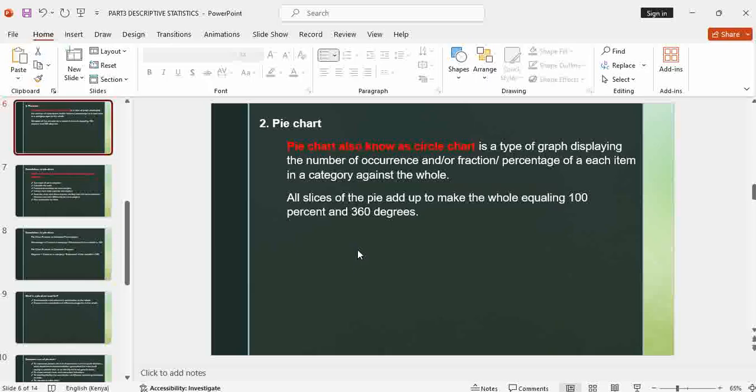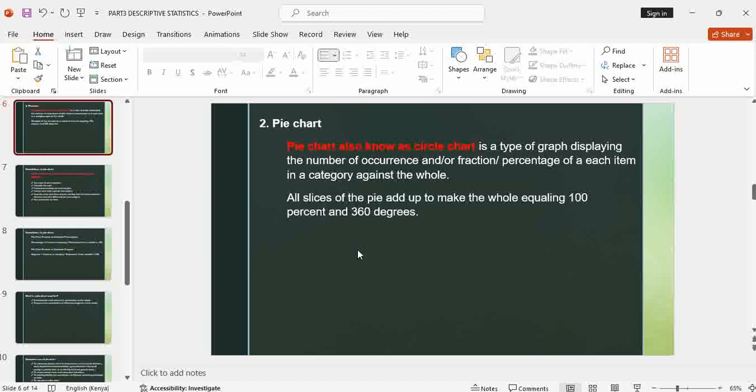In this class, we are going to look at the second data visualization technique for categorical data, the pie chart. A pie chart, which we can also call a circle chart, is the type of chart that displays count, fraction, or proportion of an item in a category against the whole. This is what I mean.